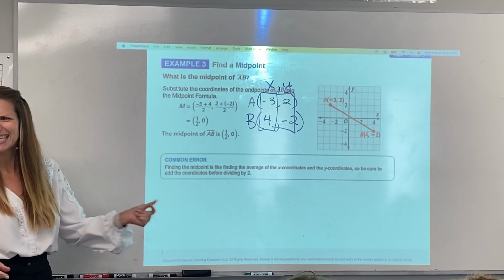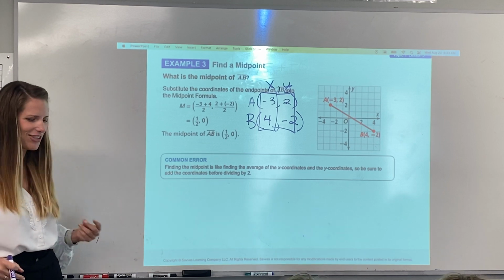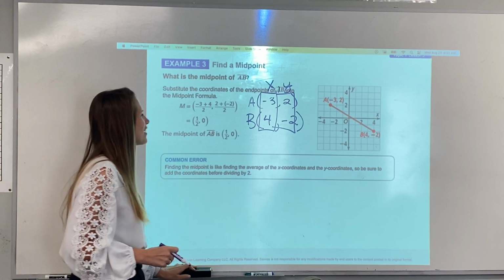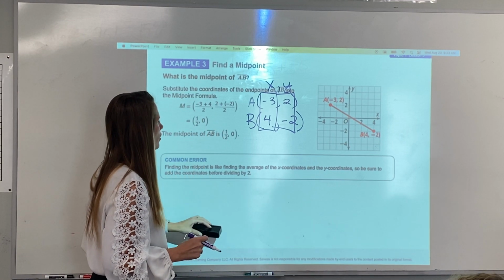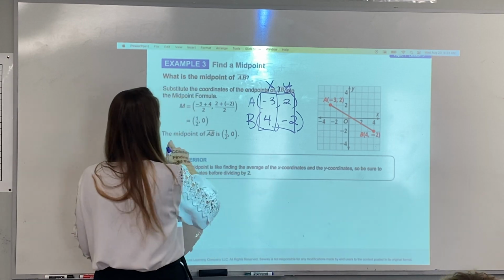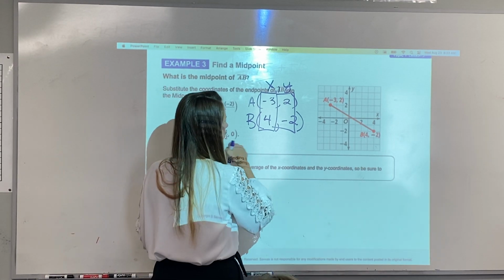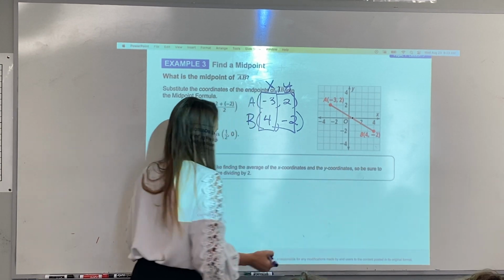See how I feel it's getting easier? Yesterday was like, really? This is my dance, it's getting easy, guys. So the midpoint is half on the x, which would be here, and then 0 on the y.